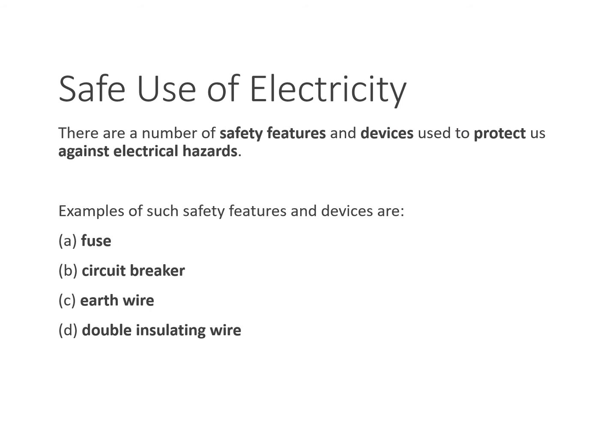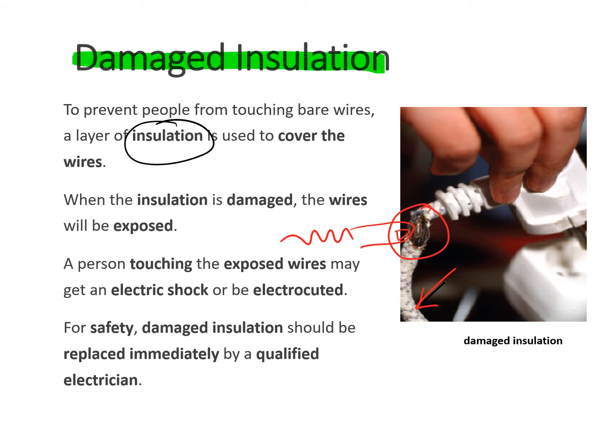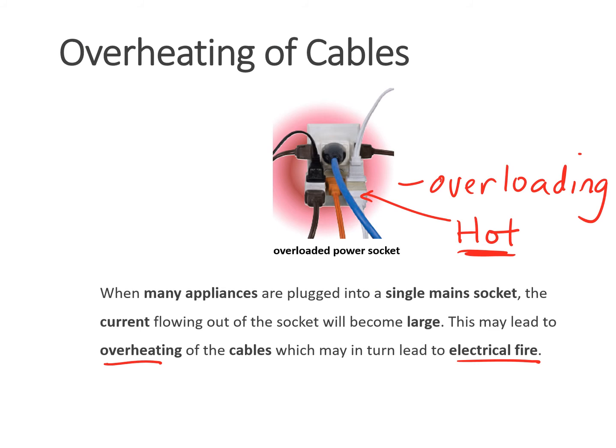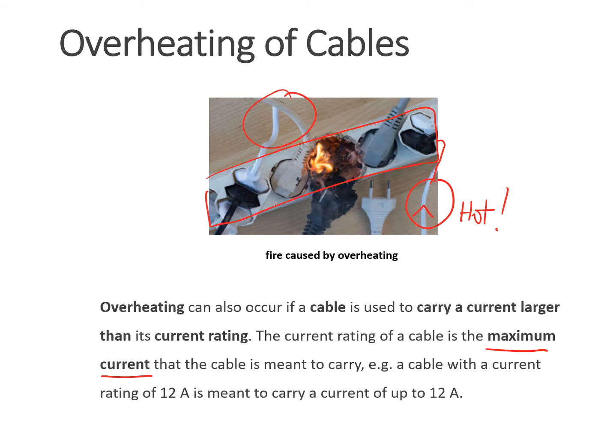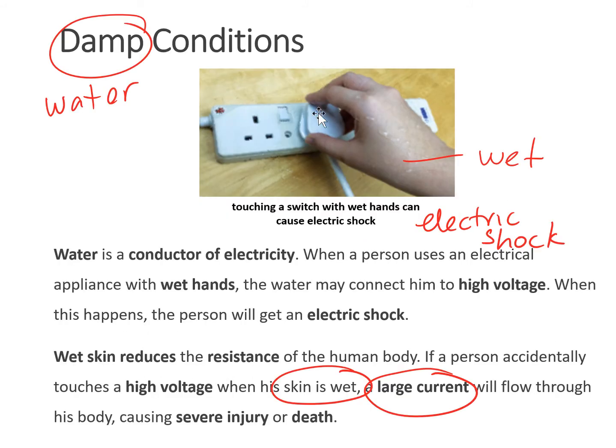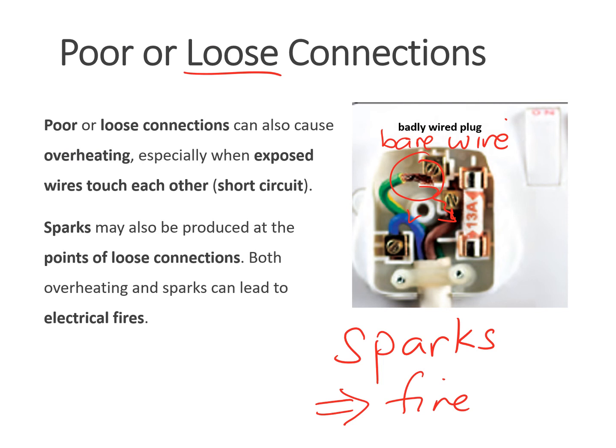So what we have gone through are all the different ways in which, if you don't use electricity carefully, you can get electric shock or fire. So let's revise one more time. If your insulation is damaged, you can get electric shock. If you put in too many plugs in a socket, we call it overloading. It causes a lot of overheating, and then you can get a fire as well. And of course, if you use wet hands to operate electrical appliances, you can also get electric shock. If your connections are loose, you can actually form sparks, and then you get a fire.